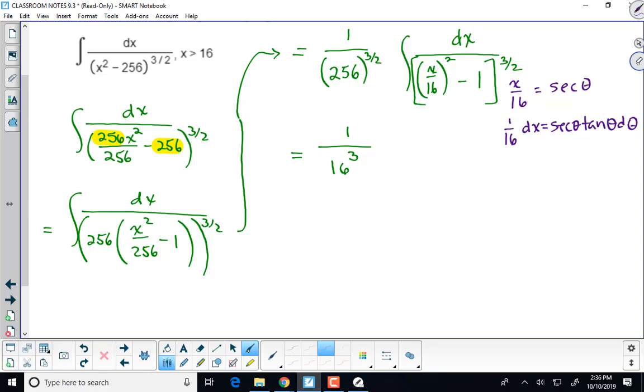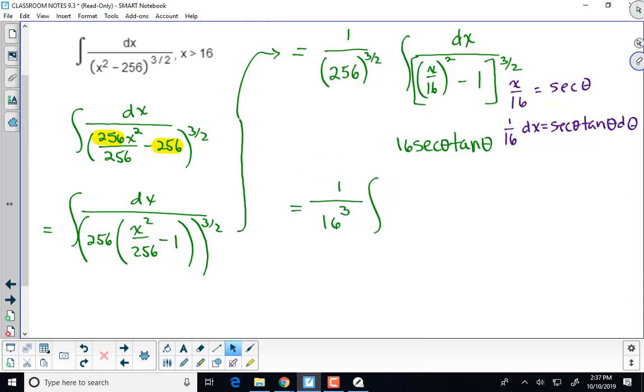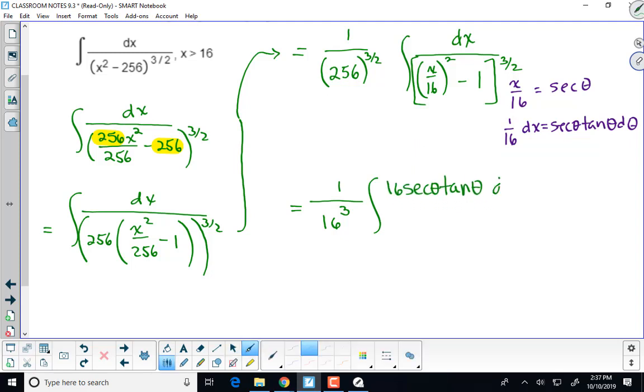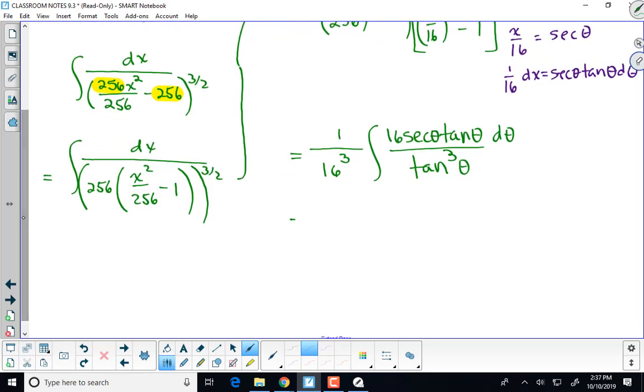So then when we substitute here, we'll have the integral, and dx is going to be 16 secant tangent times d theta. Move it down here where we have a little bit more space. Any questions there? So we just replaced the dx. And then down below, secant squared minus 1 is tangent squared. Tangent squared to the 3 halves is tangent cubed. So that'll be our full substitution. Cancel a tangent, cancel a 16.